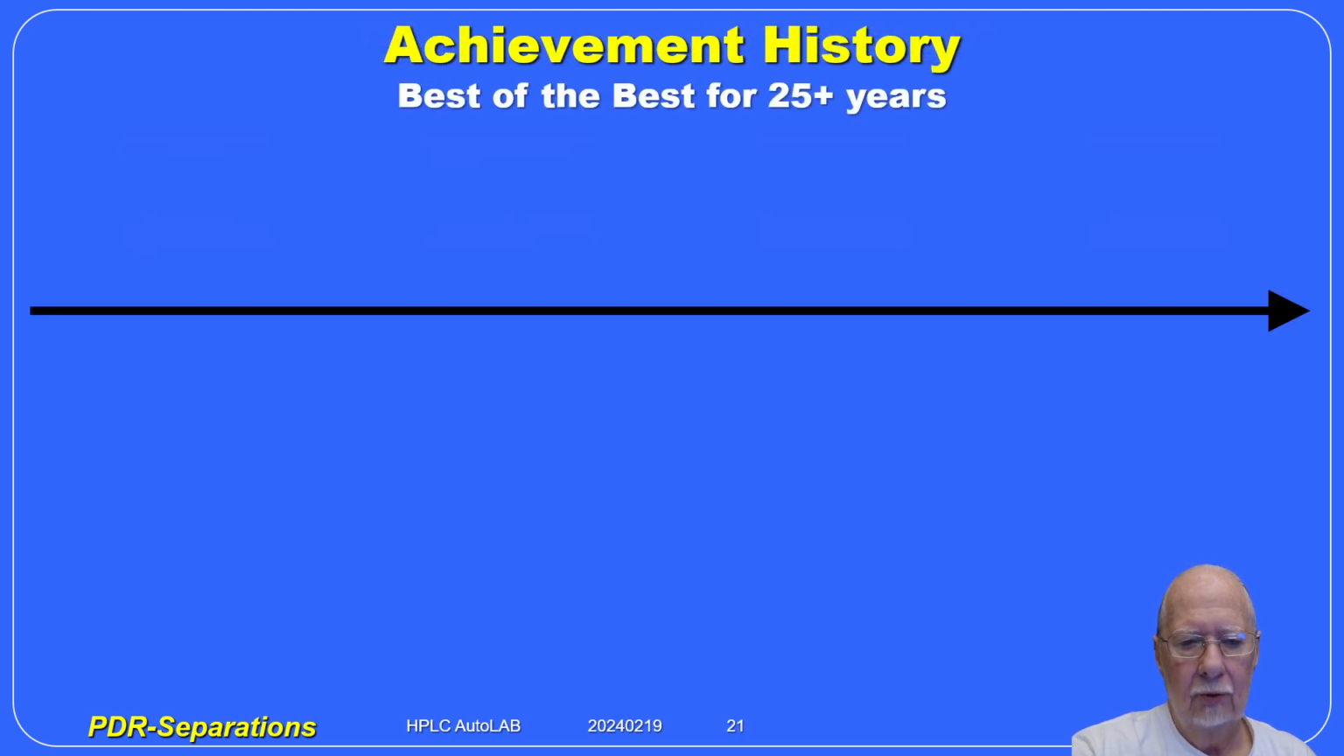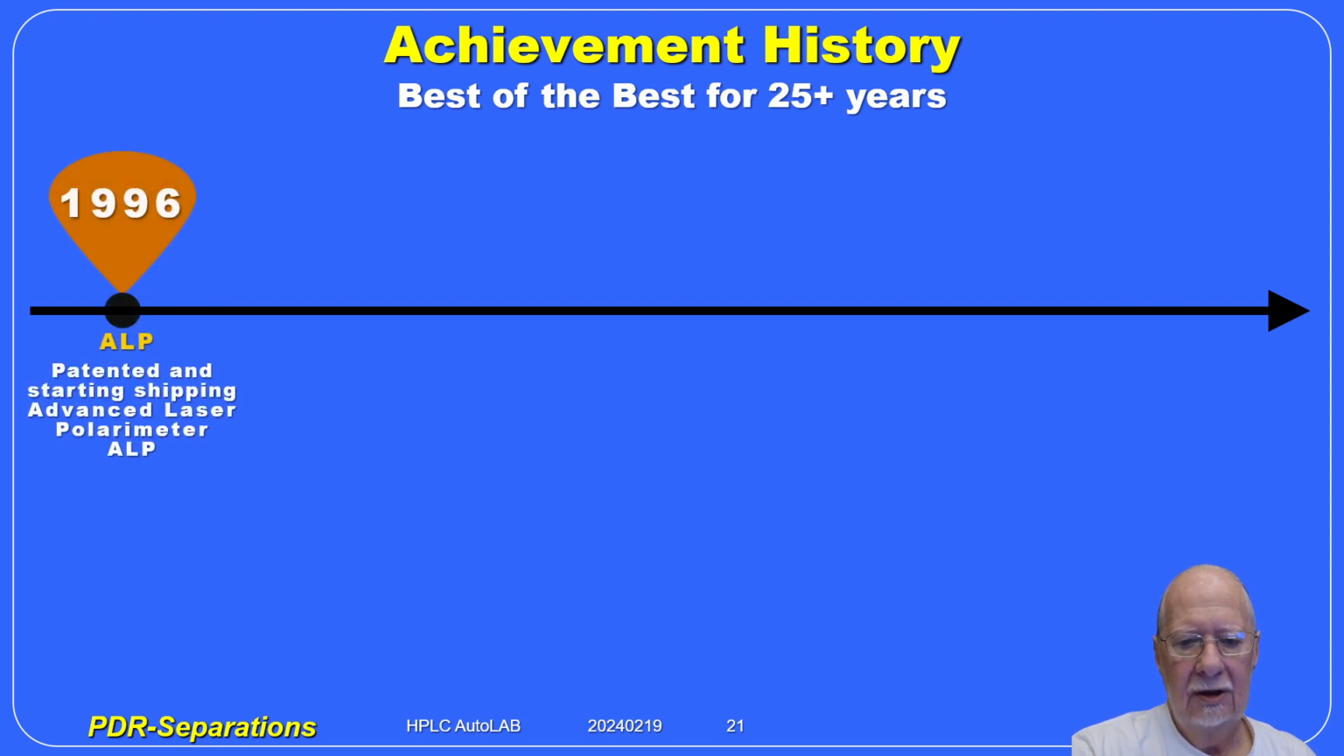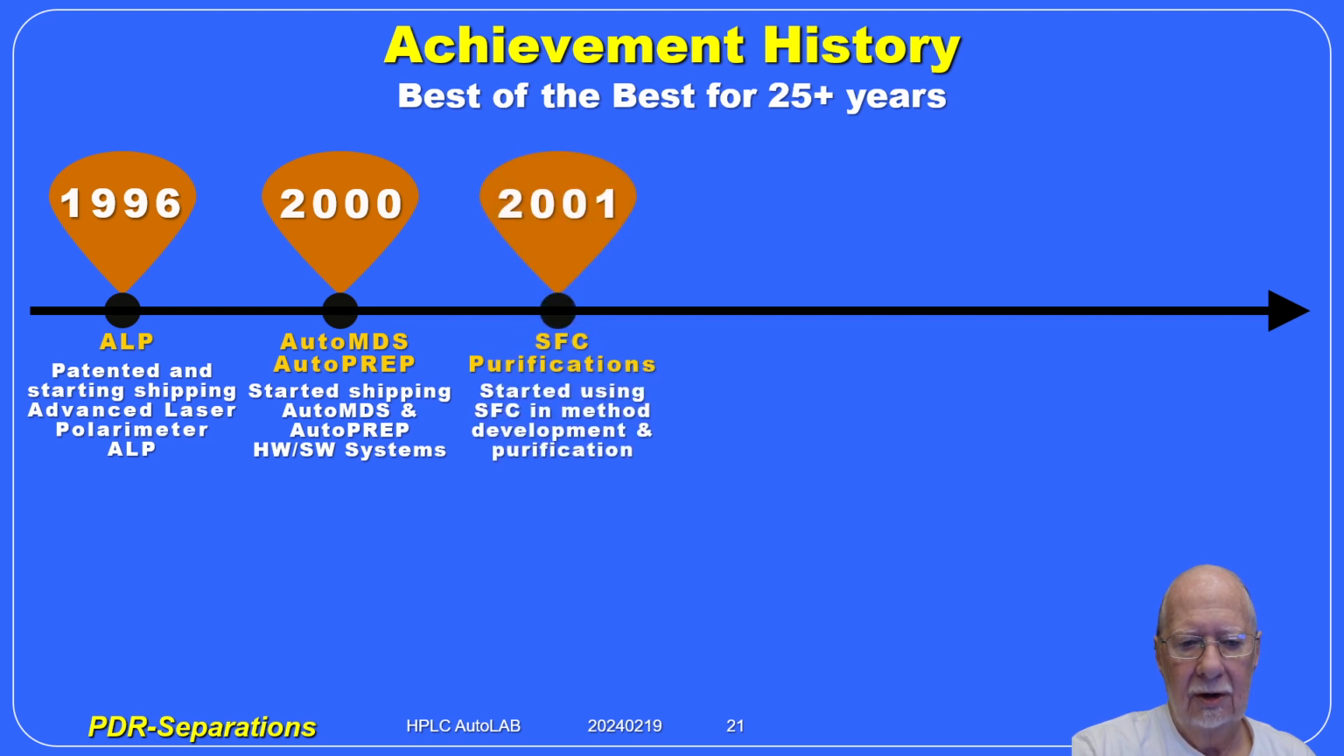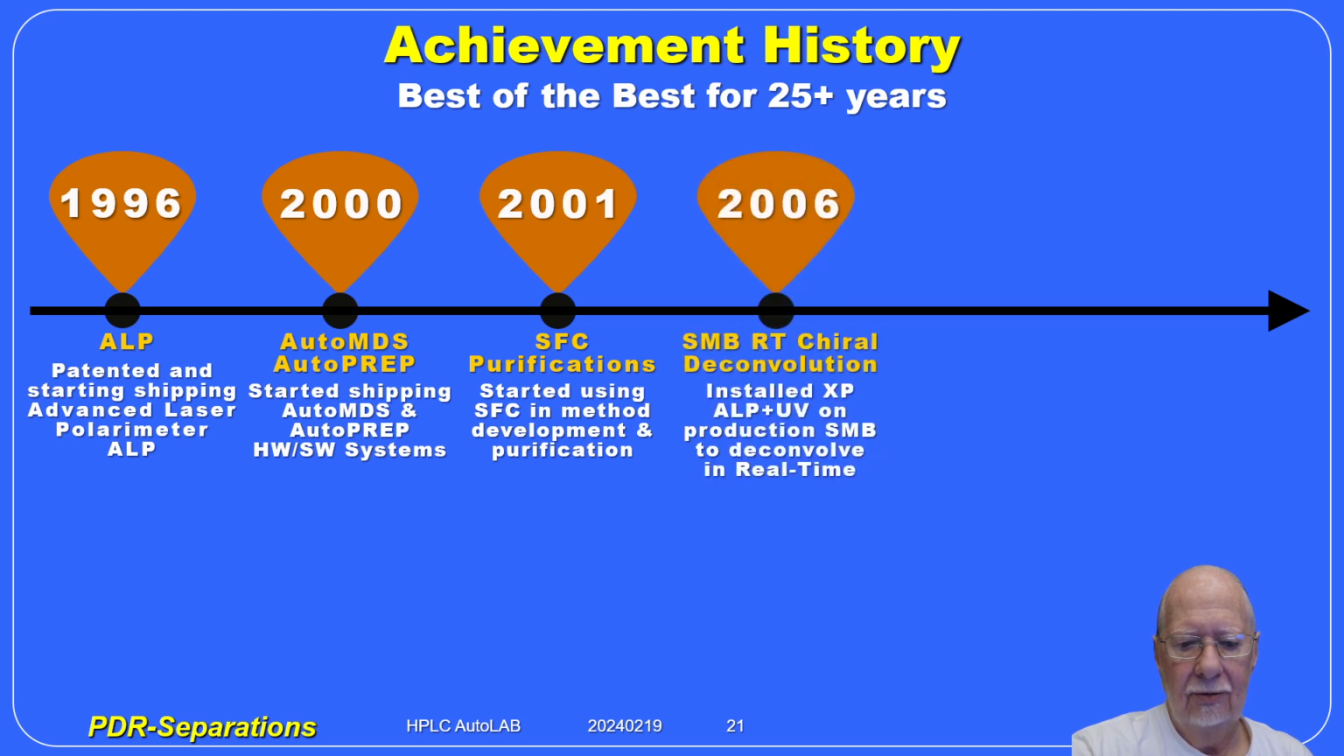Achievement history. We've been the best of the best for more than 25 years. In 1996, we patented and started shipping the advanced laser polarimeter. In 2000, we started shipping AutoMDS and AutoPREP hardware software systems. In 2001, we started using SFC in method development and purification. In 2006, we installed an explosion-proof polarimeter and UV detector on a production scale SMB to deconvolve chiral separations in real time.